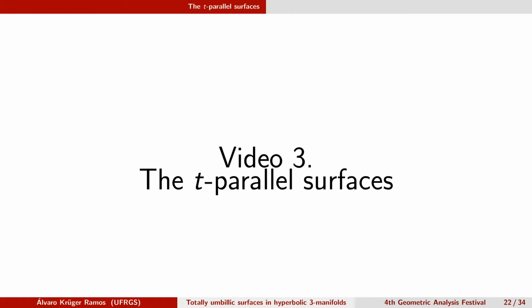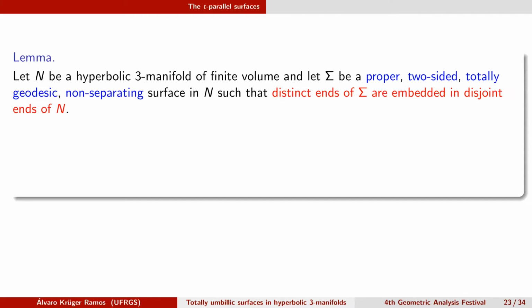Okay, the t-parallel surfaces. Let's analyze these surfaces, how they behave, what are their properties. First, here's again the lemma which will give us the properties we need for the t-parallel surfaces. So let N be a hyperbolic 3-manifold of finite volume and sigma a proper two-sided totally geodesic non-separating surface with distinct ends of sigma embedded in disjoint ends of N. In other words, let sigma be something created with the properties as the previous theorem.